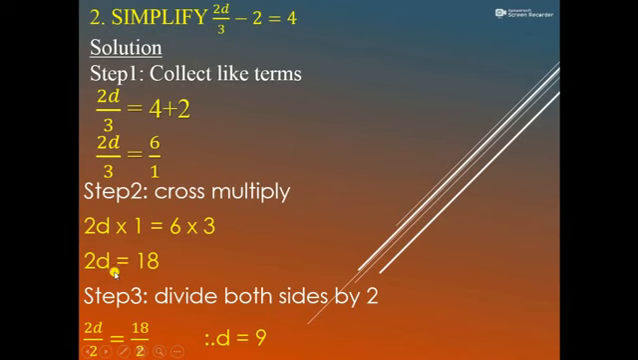In this equation, we are going to find the value of d. And the d there has a coefficient, which is 2. So we want to make d the subject of the formula. Now, making d the subject of the formula, we divide both sides by 2. So here we now have 2d divided by 2 is equal to 18 divided by 2. At this stage, the 2 will cancel the 2. What will be left here is d. And 18 divided by 2 is equal to 9.